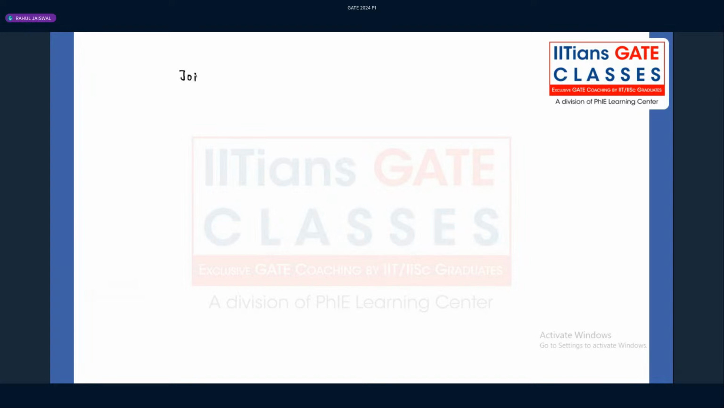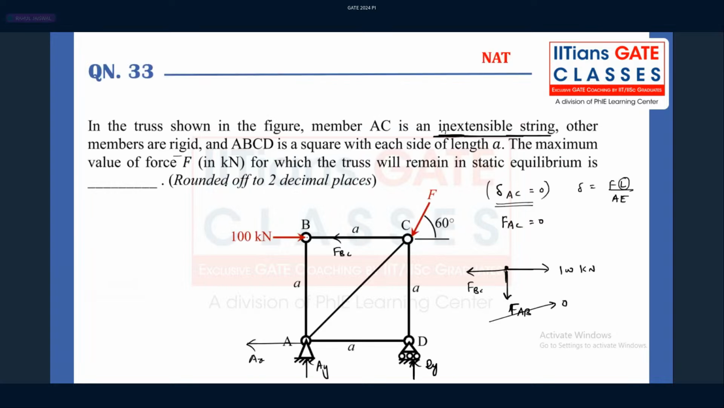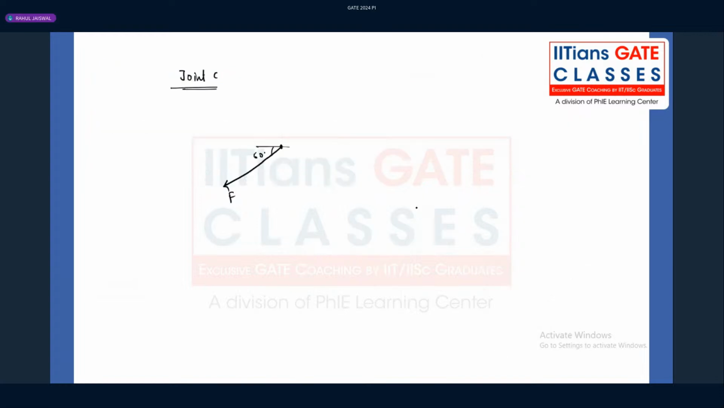If you see the joint C, how many forces are acting? The force F is acting at an angle of 60 degree. Then there is a force BC acting. What is the value of force BC, guys? If you check the joint B in static equilibrium, the force BC is also 100 kilonewton. So try to put the value FBC as 100 kilonewton.